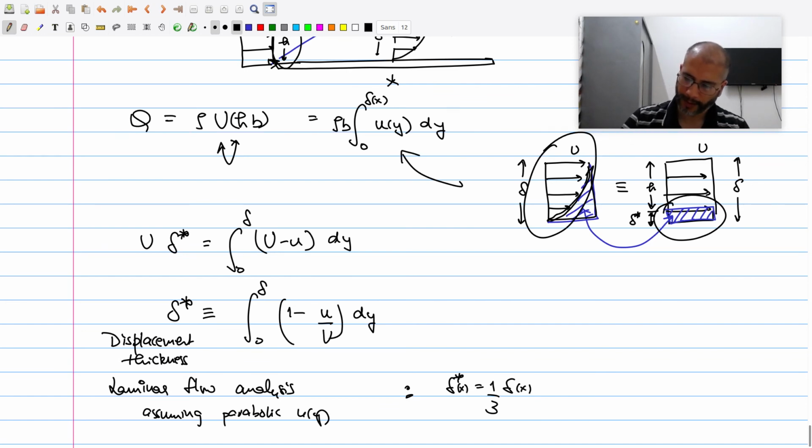All right, and we can in fact write delta star in terms of the Reynolds number. Well, delta star divided by x, and this comes out to be 1.83 divided by the square root of the local Reynolds number Re_x. Right?